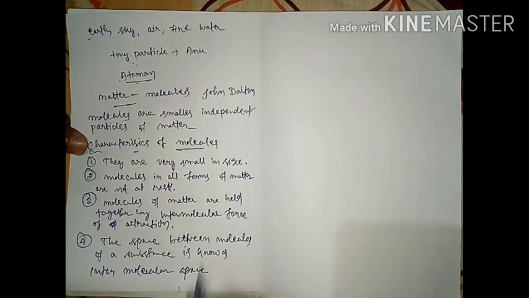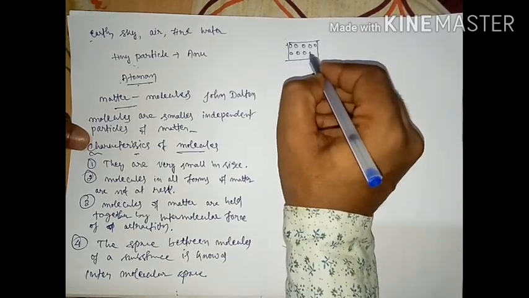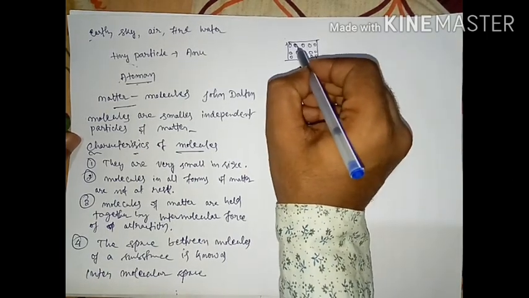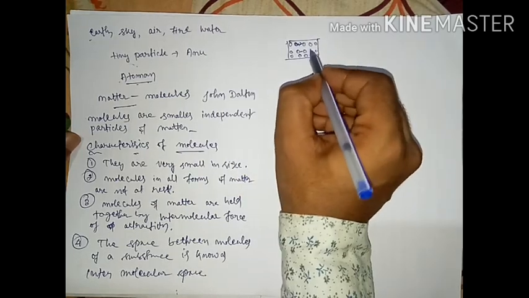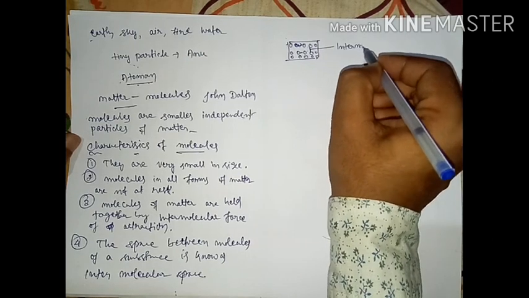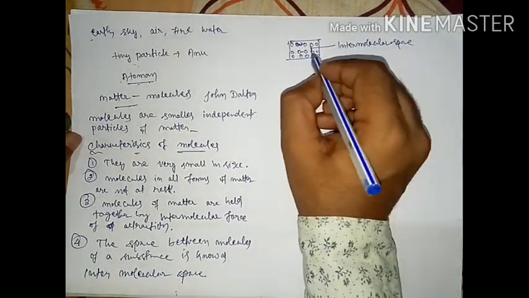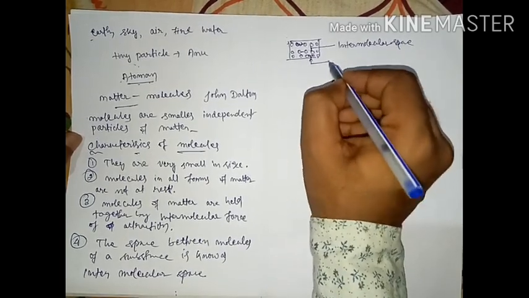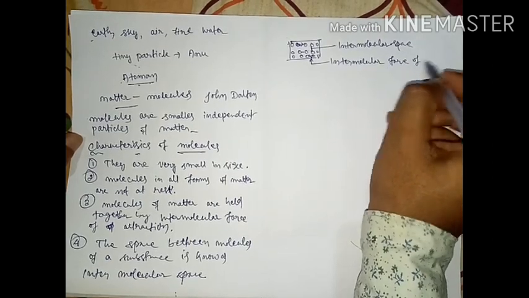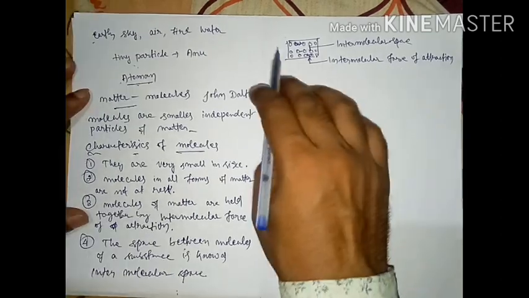Suppose I draw any object, or you can say this is a matter, and it is made up of some small molecules. Molecules are the smallest particles of matter. The space between these molecules is known as your what? Intermolecular space. And molecules are tightly attracted by a type of force, known as intermolecular force of attraction. If the intermolecular force of attraction is maximum, then the body is very heavy.